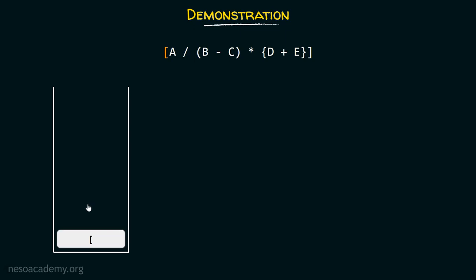Now, after pushing this left bracket, we must continue to scan the rest of the symbols. You can see the next symbol is letter A. Obviously, we must not push this inside the stack because this is not a bracket, right? Therefore, we must continue and scan the rest of the symbols in this expression. Whenever we encounter a left bracket, we must push that inside the stack. This is according to the algorithm. After A, we encountered this symbol, that is division, and we must not push this symbol inside the stack because this is not a bracket.